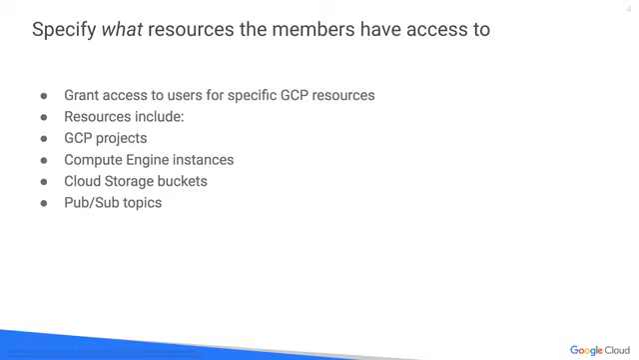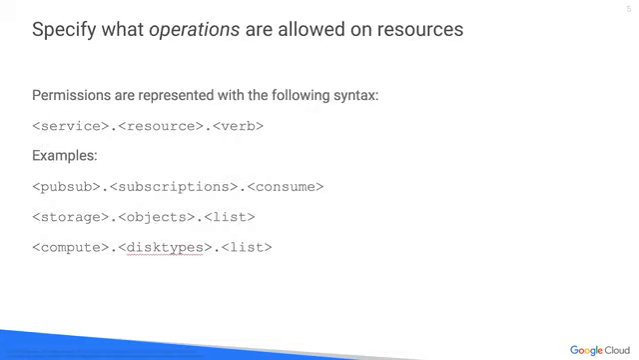You can grant access to users for a Cloud Platform resource. Some examples of resources are projects, Compute Engine instances, Cloud Storage buckets, Pub/Sub topics, etc. Permissions determine what operations are allowed on a resource. In the Cloud IAM world, permissions are represented in the form of service.resource.verb. For example, pubsub.subscriptions.consume. Permissions usually, but not always, correspond one-to-one with REST methods.